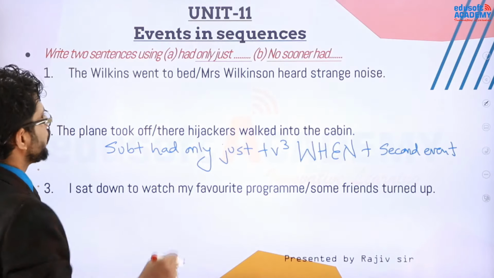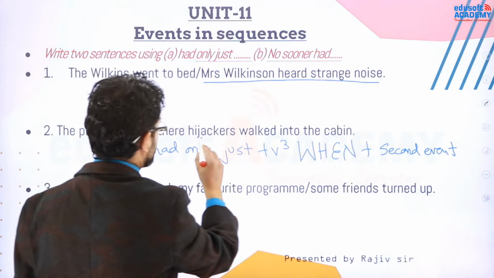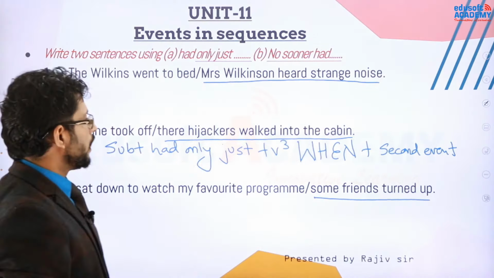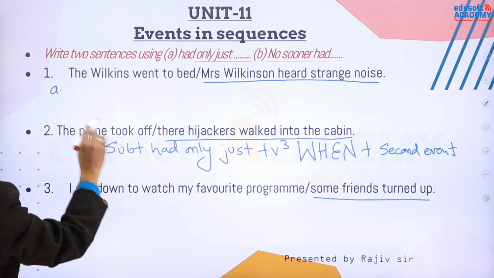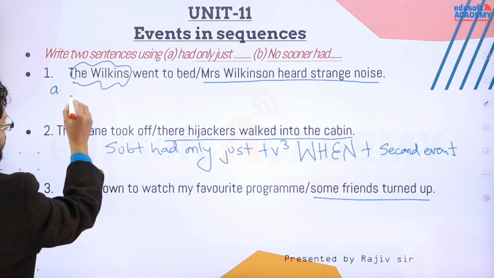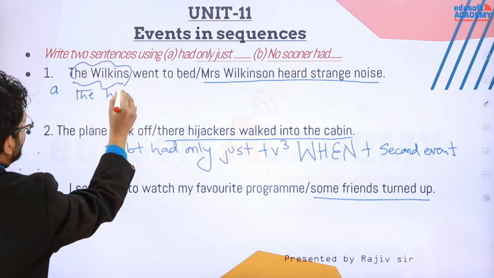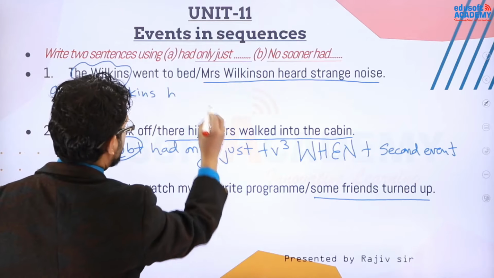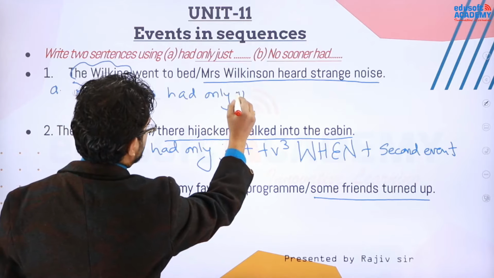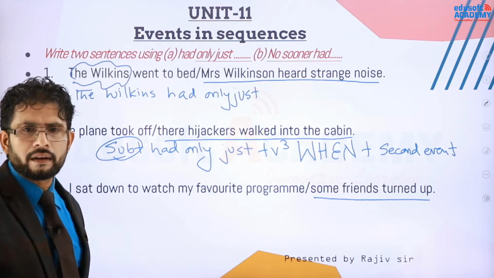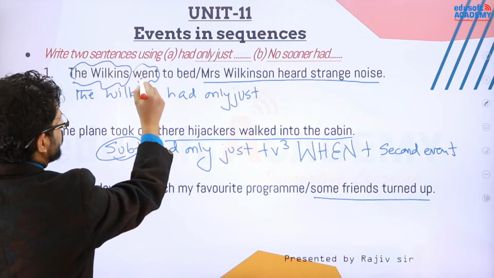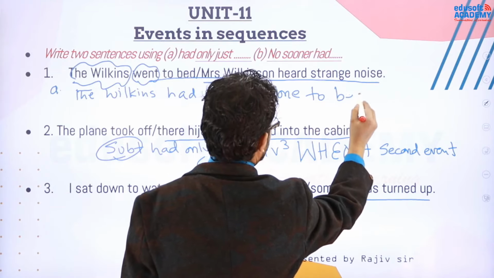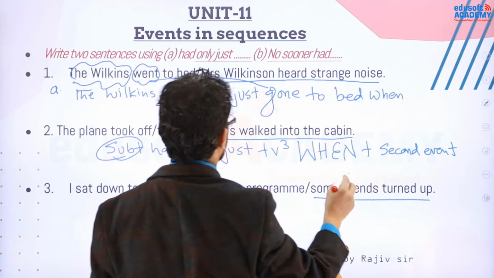Look at here. What is the second event? The hijacker walked into the cabin. What is the second event over here? Some friends turned up. So we can write this structure in that way. Subject. What is the subject? The Wilkinsons. Subject is done. Now copy these things. Had only just. After that, write the third form of went. What is that? Gone to bed when. Don't forget to write "when."